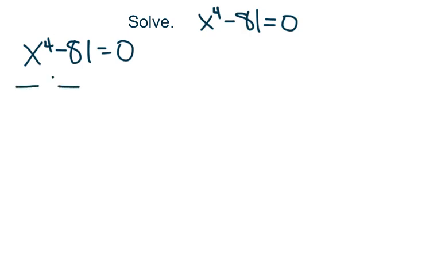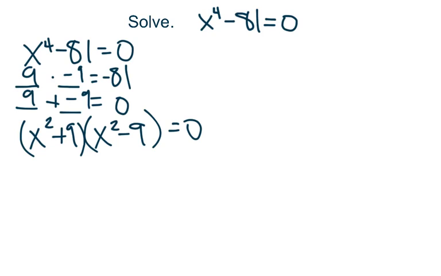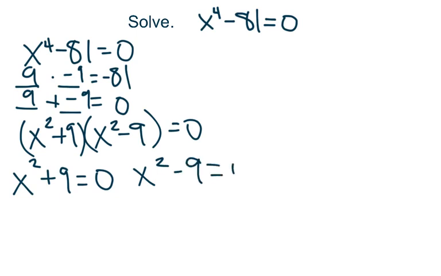So I'm looking for two numbers that multiply to give me negative 81, but add to give me 0. Those numbers are 9 and negative 9. So my two factors would be x squared plus 9 and x squared minus 9. Then I'm going to take the factors and set them equal to 0. So x squared plus 9 equals 0. x squared minus 9 equals 0.